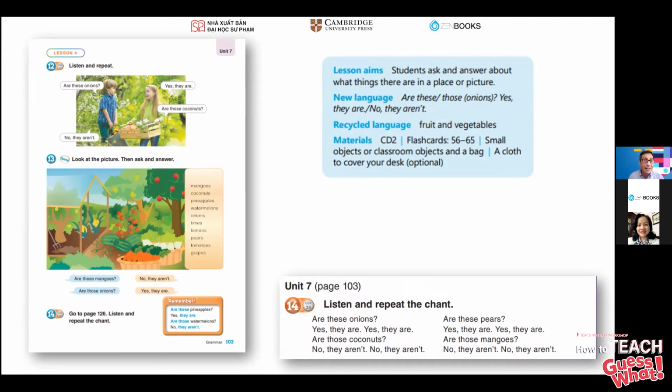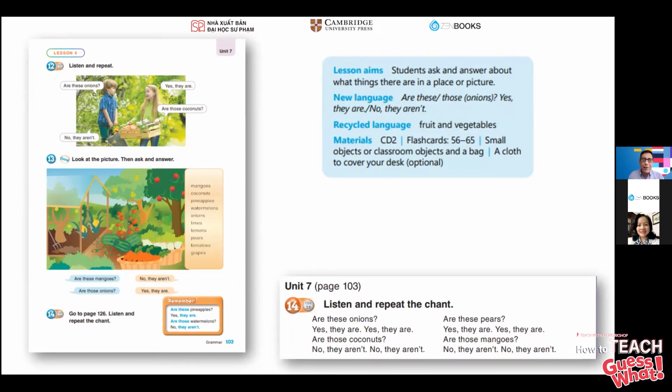Look at the picture, ask the question, you know, and we're saying like in the picture, are there mangoes? No, there isn't. No, there aren't. Yes, there are. Are these coconuts? No, they aren't. Are these tomatoes? Yes, they are. And then it ends for reinforcement with a chant.